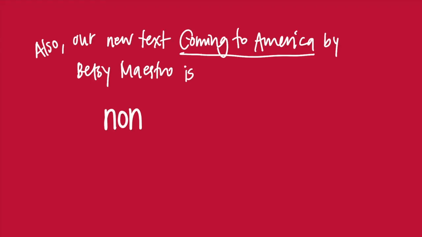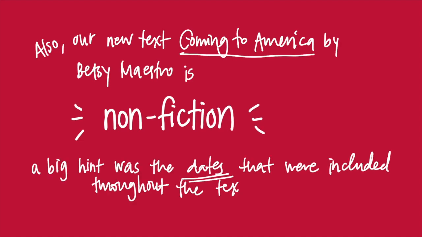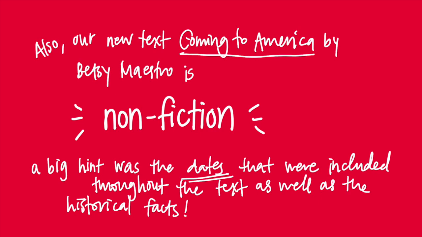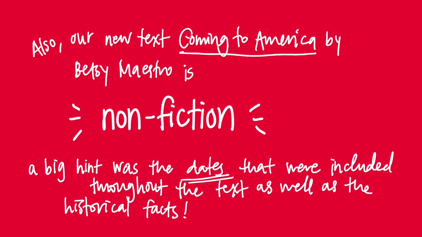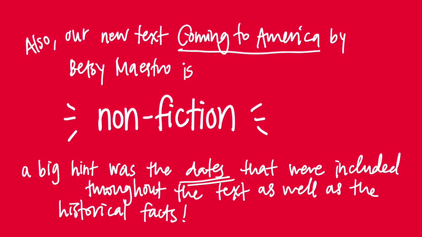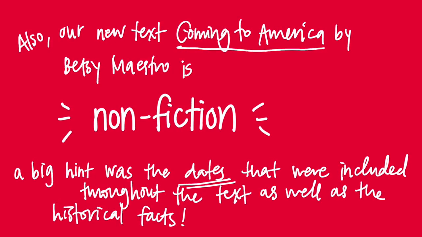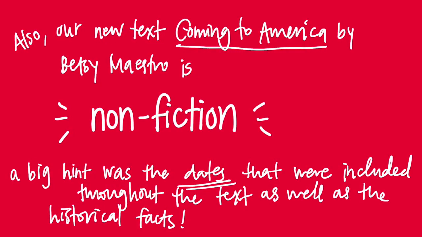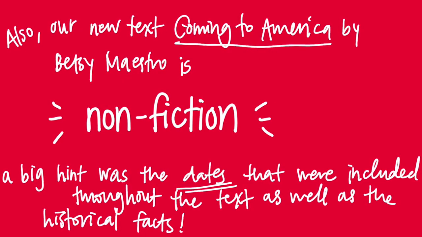That point being said, that leads us to my next review topic, which is that our new text, Coming to America by Betsy Maestro, is nonfiction. Okay, so even though you saw that there were illustrated pictures inside the text, that does not necessarily mean that the text is fiction. Also, another big hint or clue that told us that the book was nonfiction were the dates that were included throughout the text, as well as the historical facts.